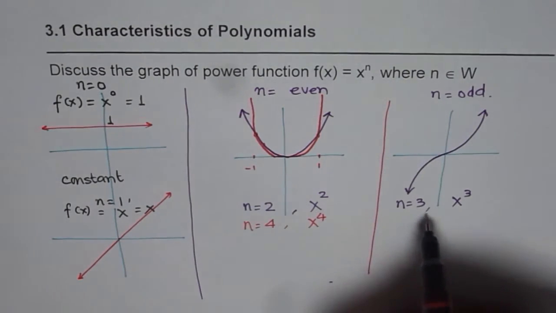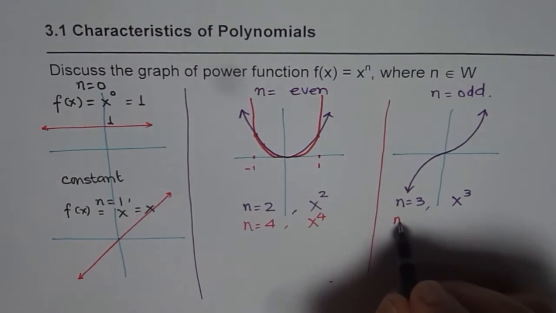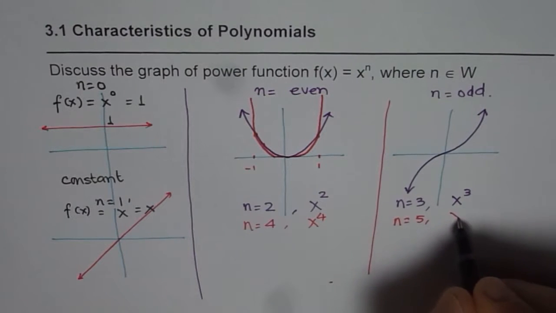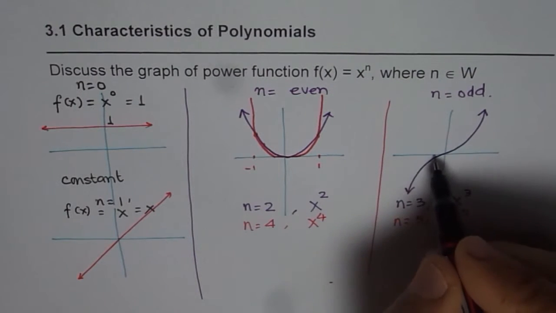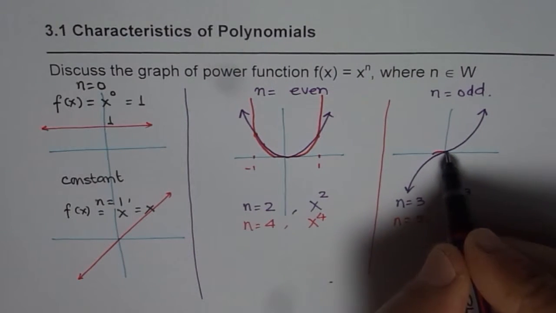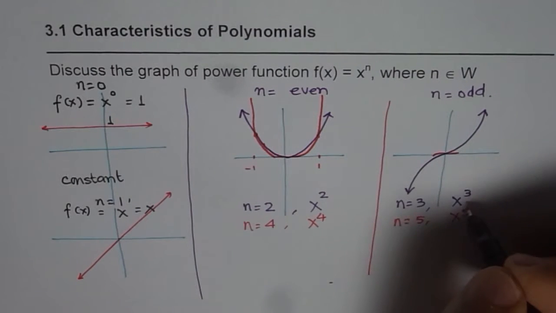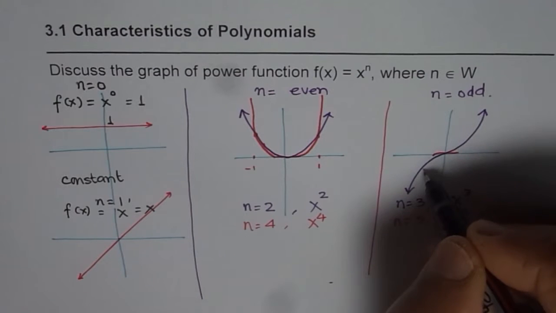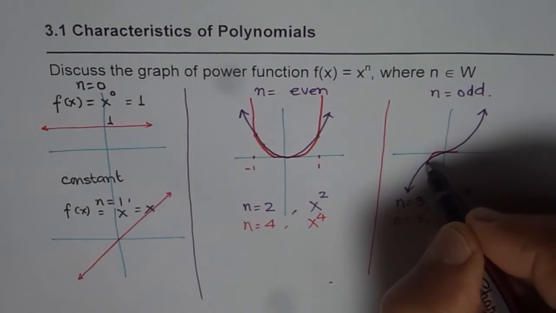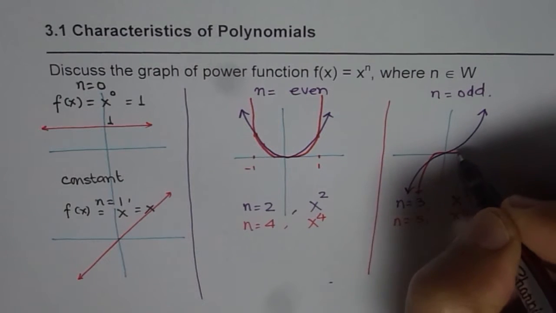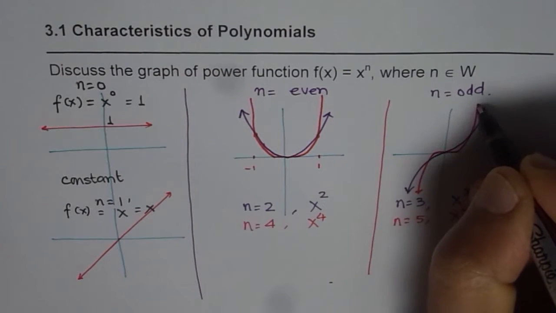The same thing happens here when n becomes equal to 5. It becomes x to the power of 5. Then this portion becomes flatter, right? You know, 1 cube is also 1, minus 1 cube is minus 1. So those are invariant points, or you can say similar points, right? So the graph becomes kind of like this.